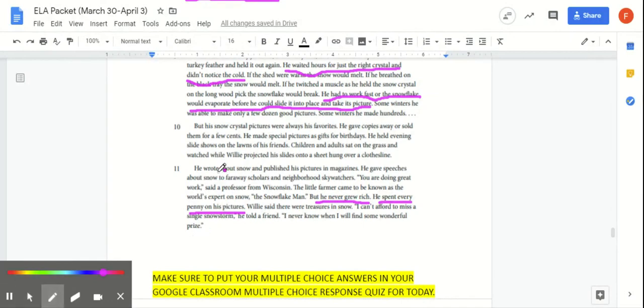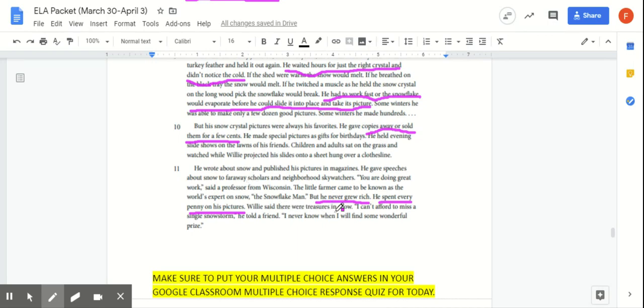So in paragraph 10, it states, but snow crystal pictures were always his favorite. He gave copies away or sold them for a few cents. He made special pictures as gifts for birthdays. This shows that he didn't care much about making money from it, because he sold them and gave them away for a few cents, and he made special pictures as gifts for birthdays. So he gave them away for free.